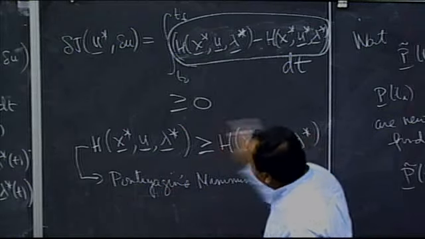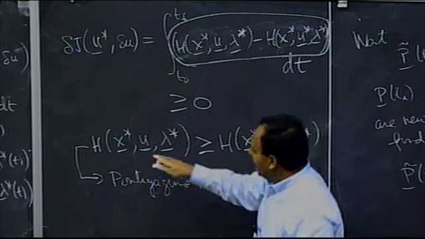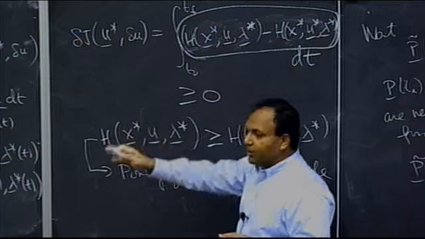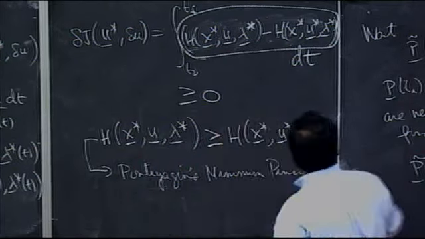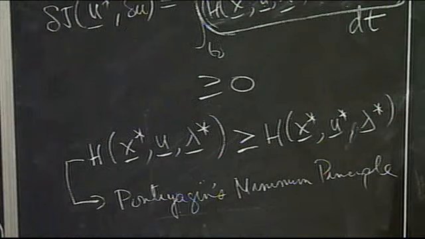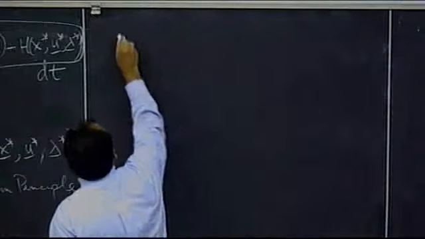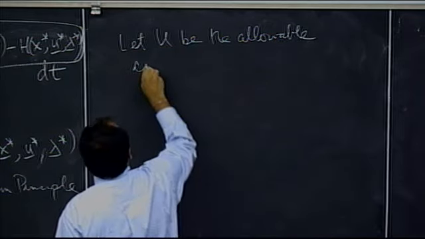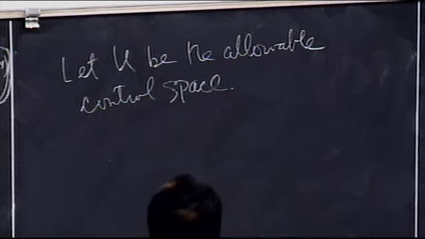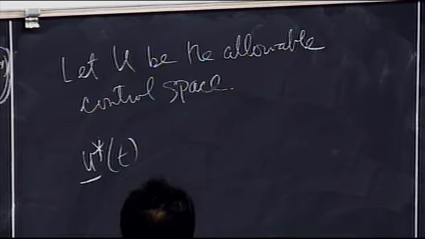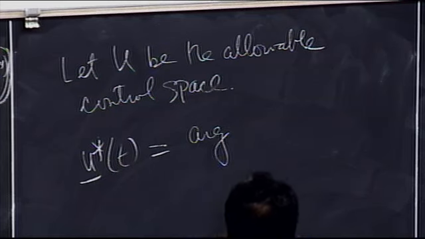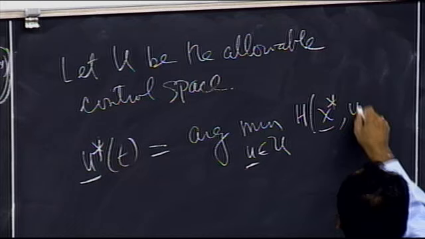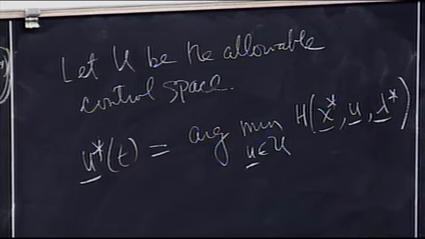It says that if I know everything else is optimal, and this is where the backwards part comes in, clearly I don't know ahead of time what the optimal state and costate are. But the principle says if I knew the optimal state and costate, then the optimal control is the one that minimizes the Hamiltonian. So you can now pick the optimal control to be the one that minimizes the Hamiltonian. So let U be the allowable control set, or allowable control space. Then the optimal control at any point in time is equal to the control that minimizes the Hamiltonian.